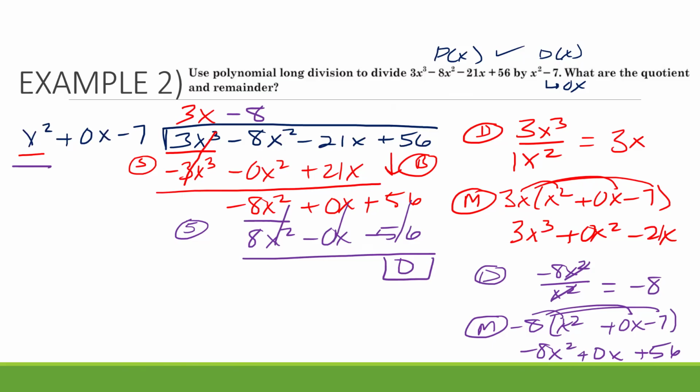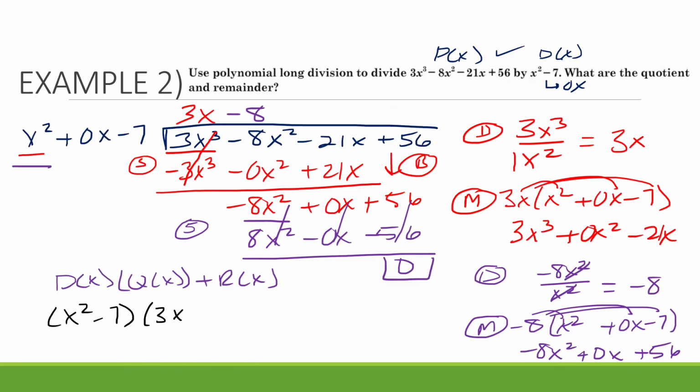Yay! What that means is that these are the perfect factors for this number, right? Just like anytime you divide, that means they are perfect factors. So our solution, remember, is your divisor times your quotient plus your remainder. Do we have a remainder to worry about? Nope, we don't. So what was our original divisor? X squared minus 7. And what was our quotient? 3x minus 8. And if I'm not confident in what this is, or if I did it right, what should I do? The box method to check, right?